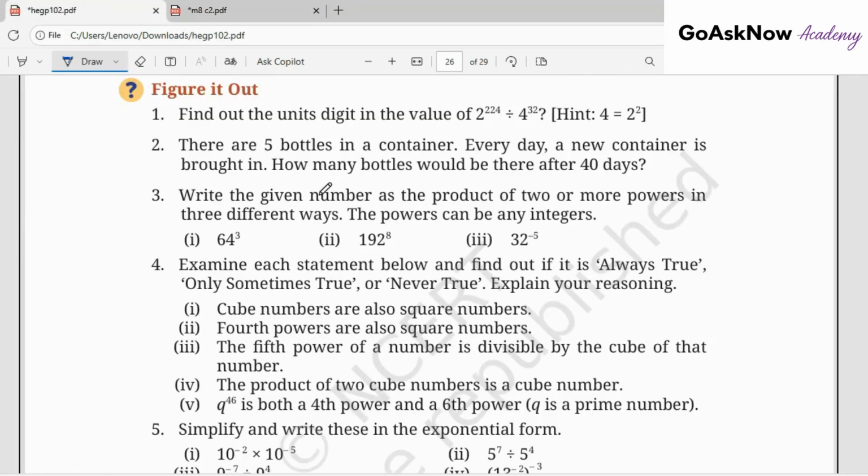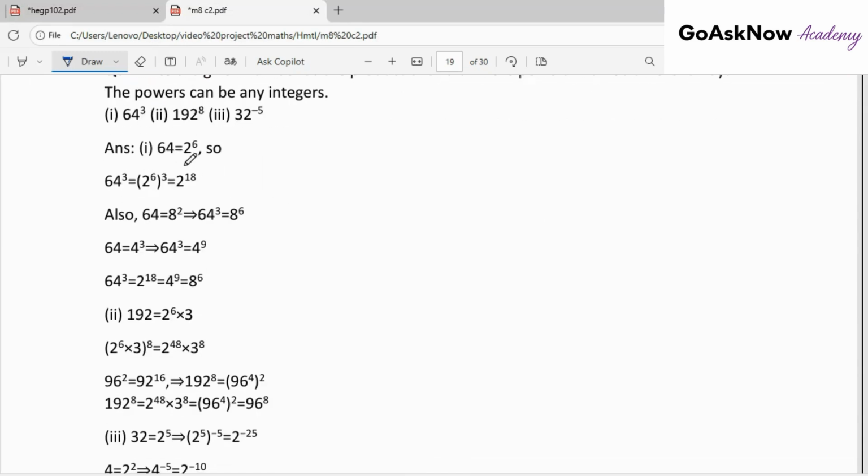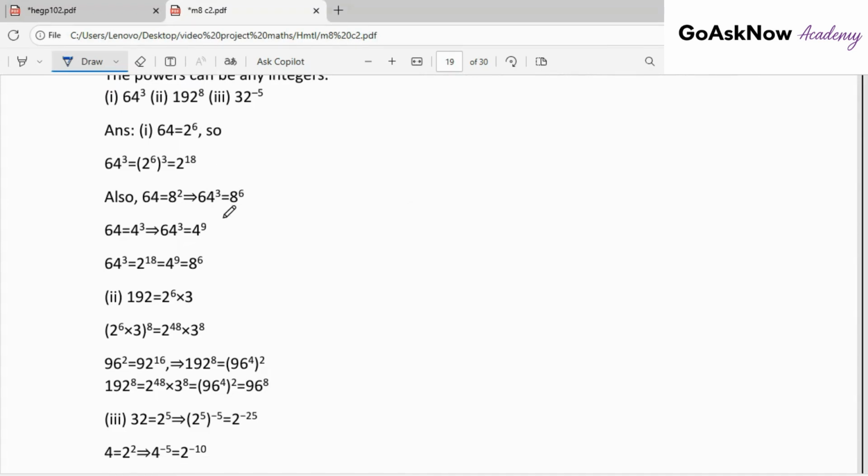Next, write the given numbers as the product of 2 or more powers in 3 different ways. The power can be any integers. Now, taking 64 power 3, which is 2 power 6. 2 power 6 to the power 3 is equal to 2 power 18. Thus, also, we can take 64 power 3 is equal to 2 power 18 and 4 power 9 and 8 power 6.